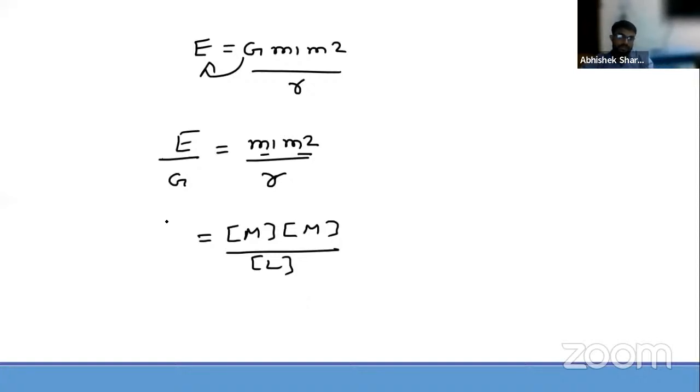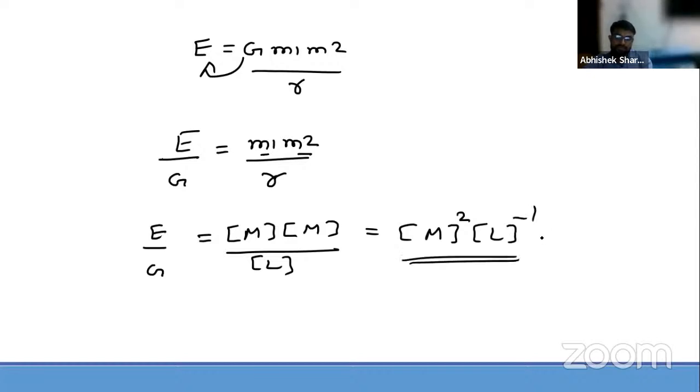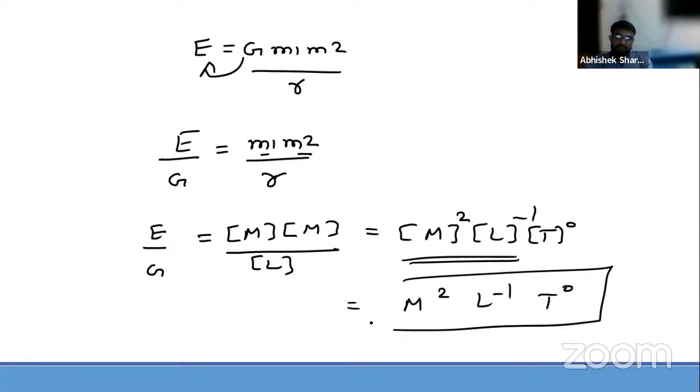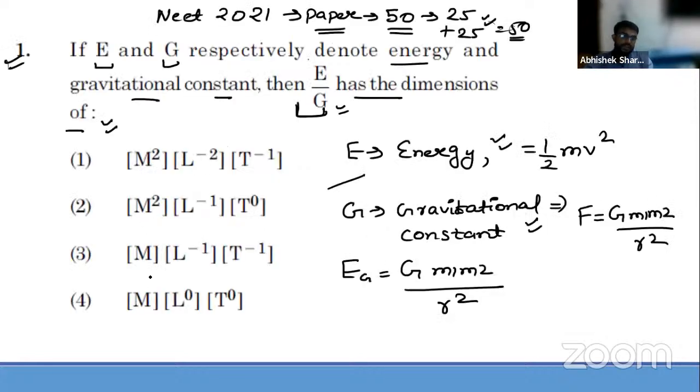Hold on. So E by G will give me what? This is M square L minus 1. This is the dimension. And if we want to write it in the basic form, we'll write T0. So we'll get the answer as M square L minus 1 T0. This is our final answer. If we see the options, M square L minus 1 T0, the second is the answer.